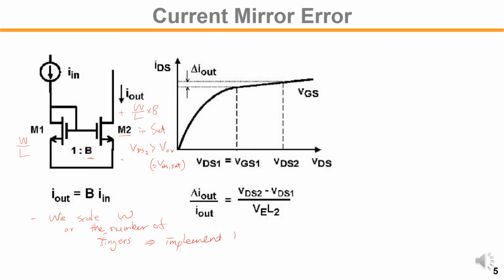Why? Because if you have a different device dimension, then the device characteristic will change. For example, VTH will change for different dimensions of a transistor. So we want to make sure everything has the same device model characteristic. So we just multiply unit devices.